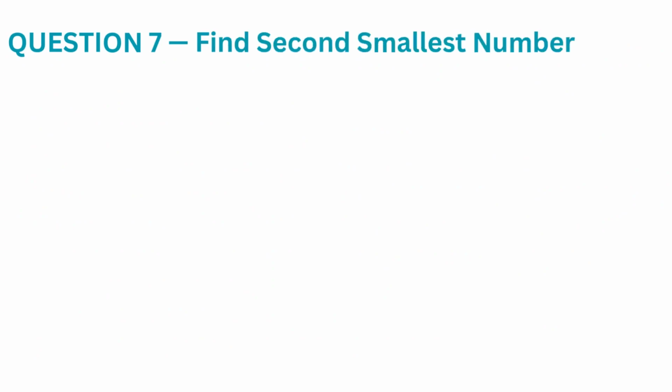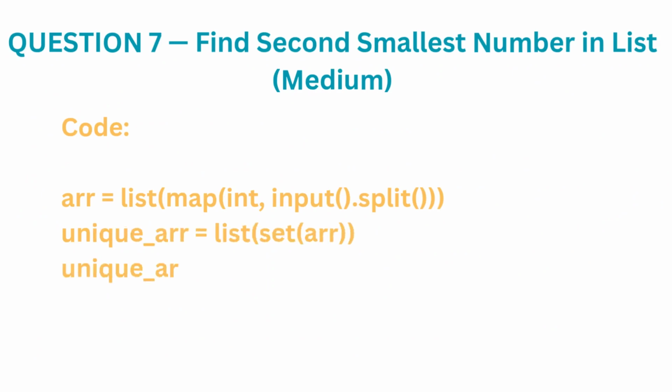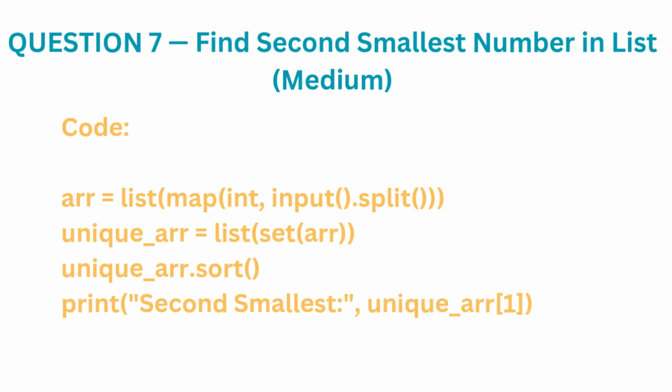And the next question is find second smallest number in a list. So first we have to remove the duplicates, sort the list, and then pick the second element. These are classic list manipulation problems. So the code will be array list map int input split, and we have to choose a unique array, that means list of set array, and the unique array should be sorted, and that will print the second smallest.